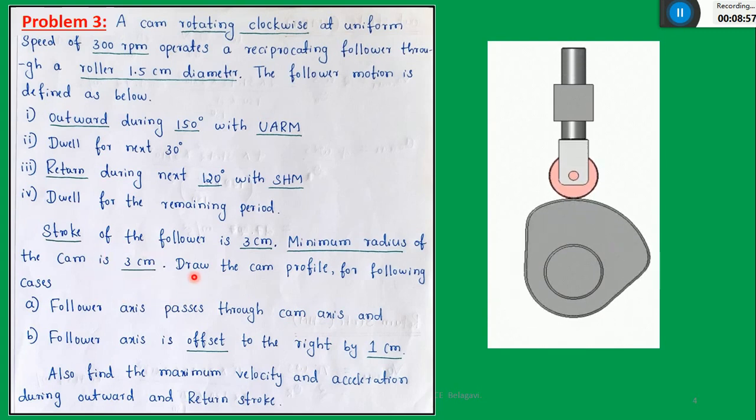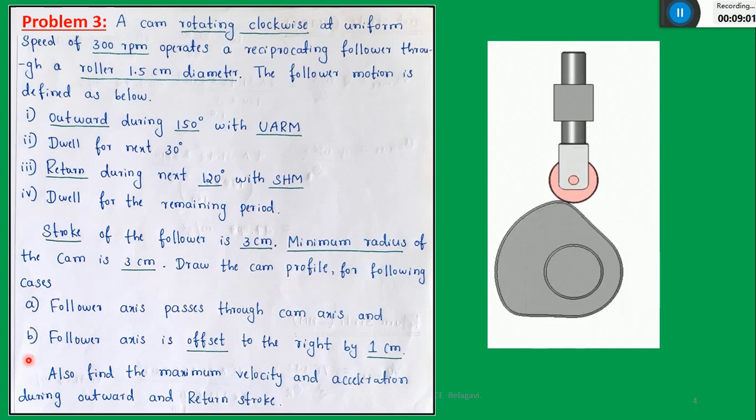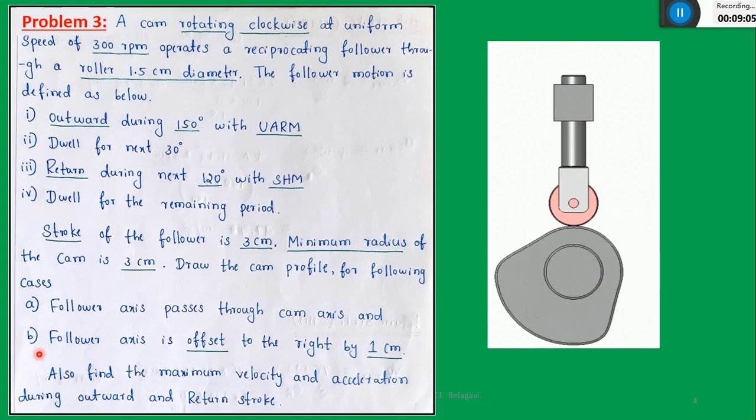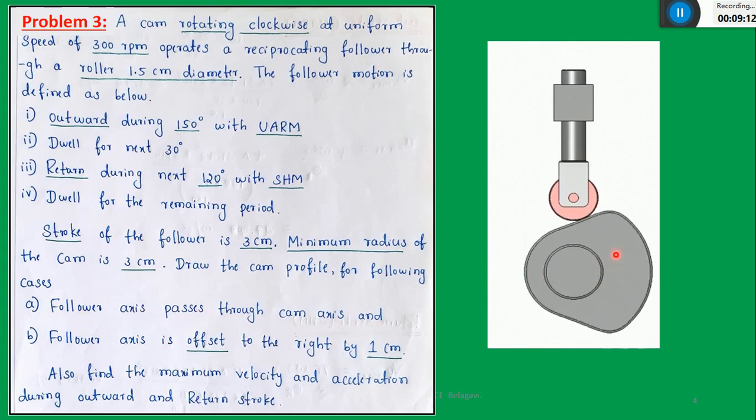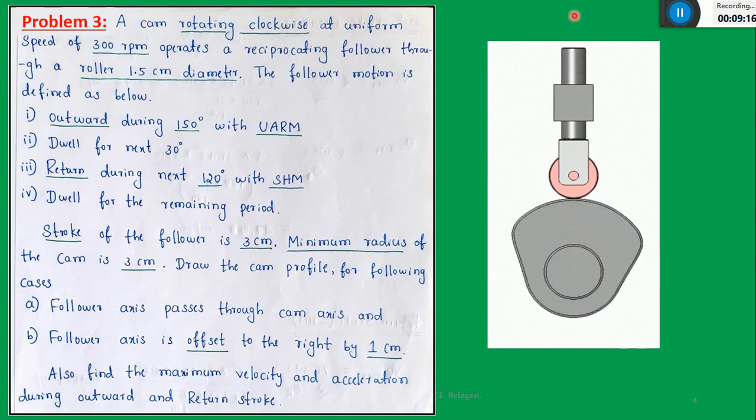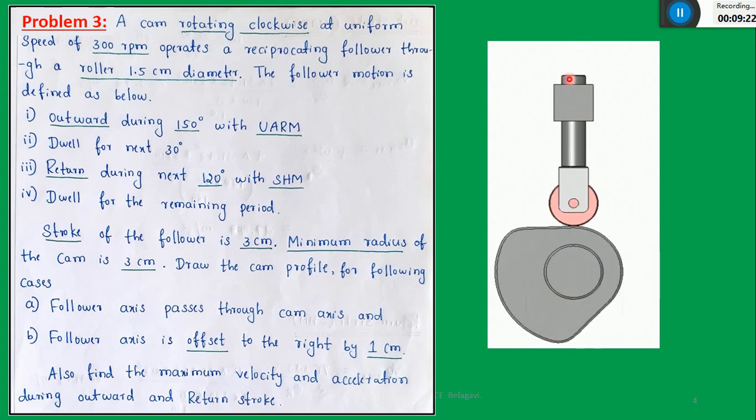After that, you have to draw the cam profile for the following cases. Again, the cases remain the same. The first case is with respect to the radial follower, and the second case will be with respect to the offset follower. A radial follower means the follower axis passes through the cam axis. So this is the example of a radial follower, in which you can see the follower axis and the center or the axis of this camshaft are in the same line.